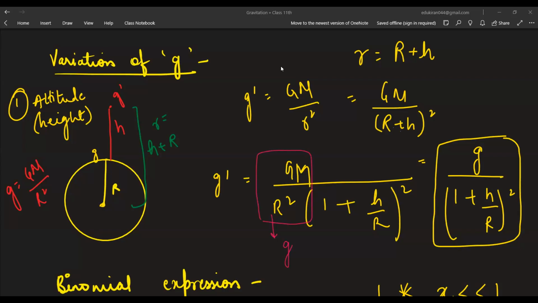Height can be zero, but if height is zero, it means it is on the surface of Earth, whose formula is g equals GM by R square. And if it is 0 point something, you don't see the ratio. You see the height's value, whatever value is given, you see the radius value, then you compare them. Is it clear? Yes, ma'am.